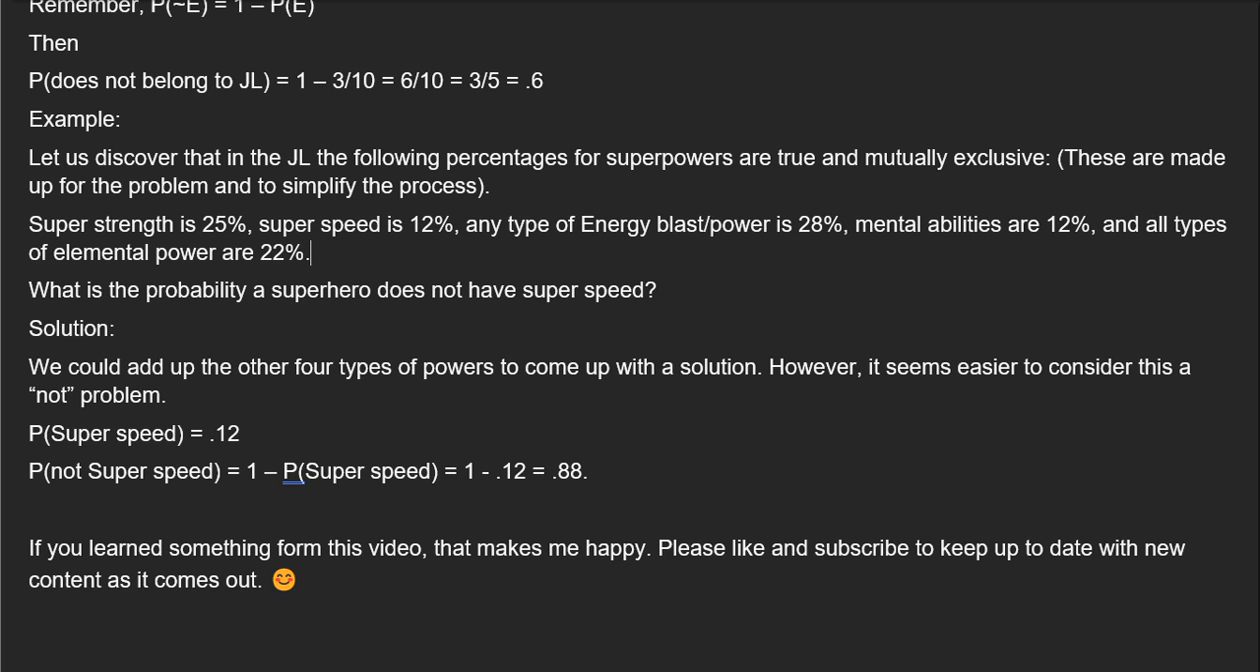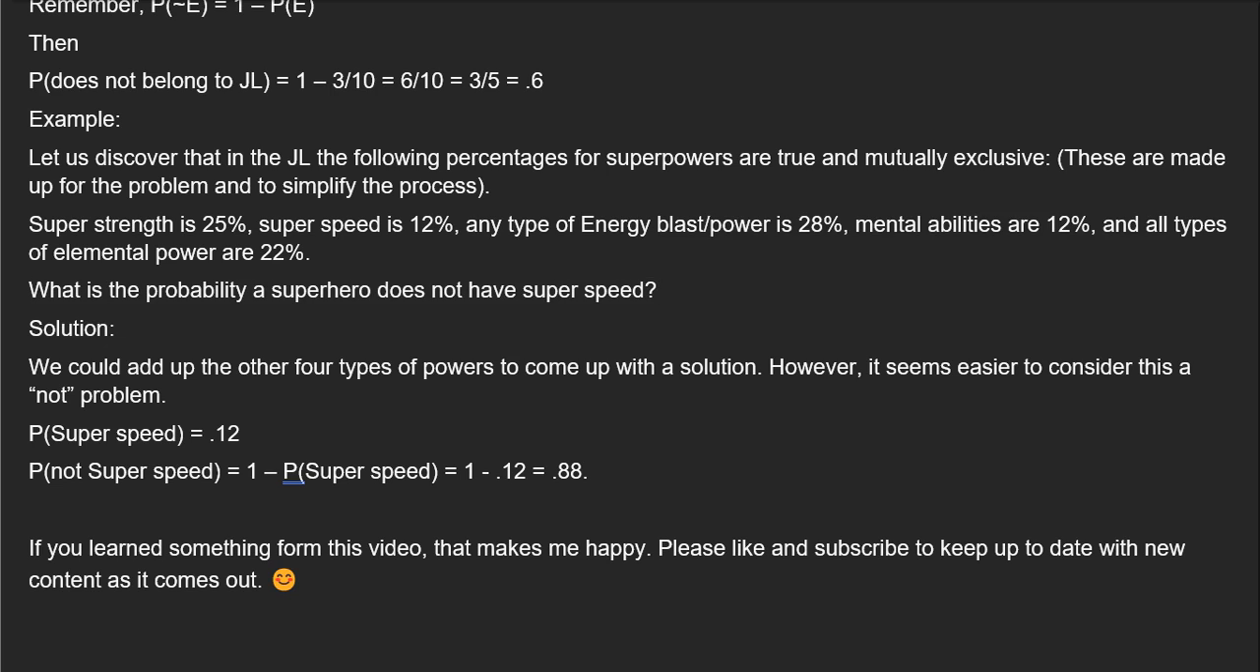So we have these 5 different classifications of power. And if I have done my math correctly, this is all going to add up to 100%. Because remember, I said these are mutually exclusive. It's really important that they add up to 100%. Otherwise, this doesn't work. What is the probability a superhero does not have super speed?